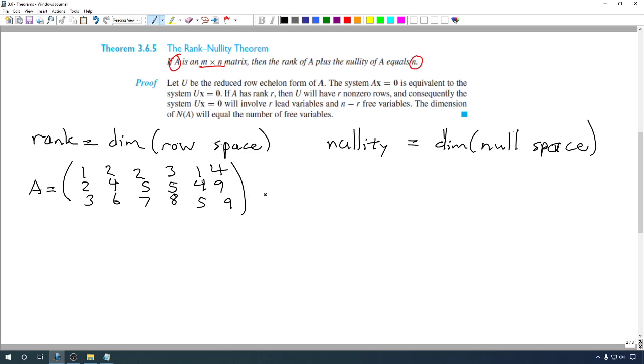If we put this into row echelon form, and we did this in the actual example, so I'm just going to write down a result. There's going to be a lot of zeros here.